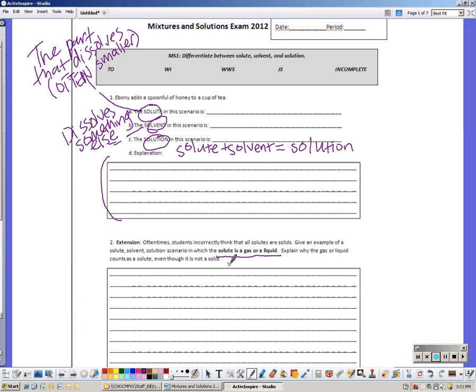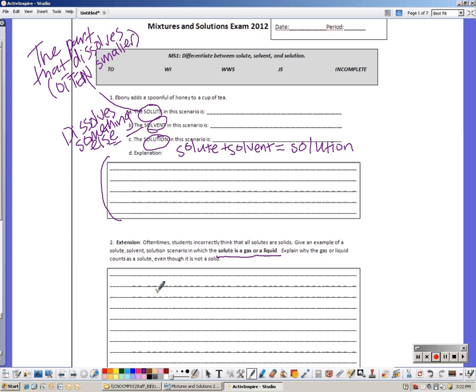So the reason I gave you this is because in class, all of the solutes that we dissolved were solids. We had copper sulfate, salt, sugar, we had sodium nitrate. All of those were solids. And on one of your homework assignments, you had to look up a gas or a liquid that dissolves in water. And so here, I just wanted you to recall one of those examples and explain why it doesn't matter if a solute is a solid, liquid, or gas.